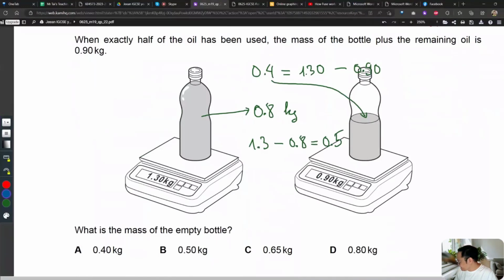It is a simple problem. I don't think that you can make a mistake.